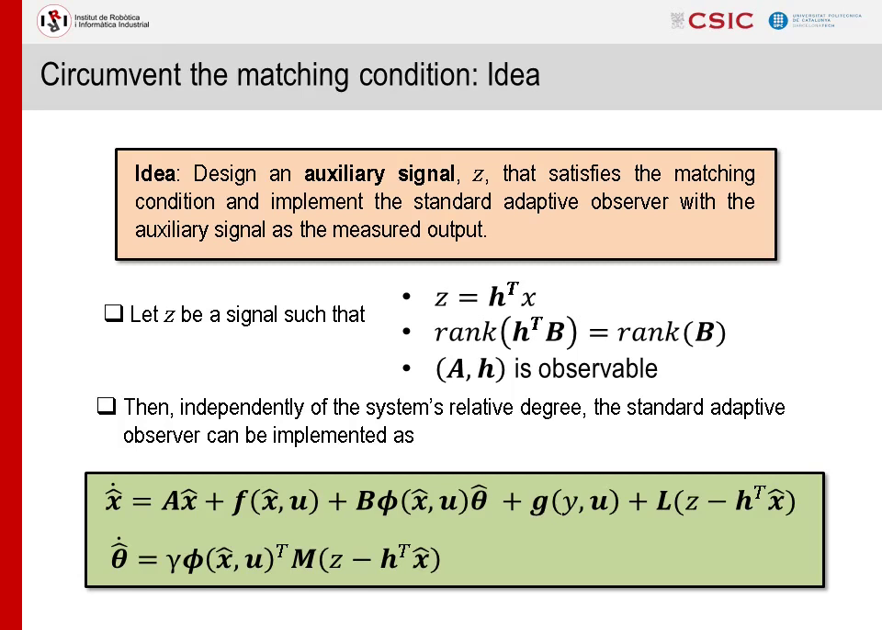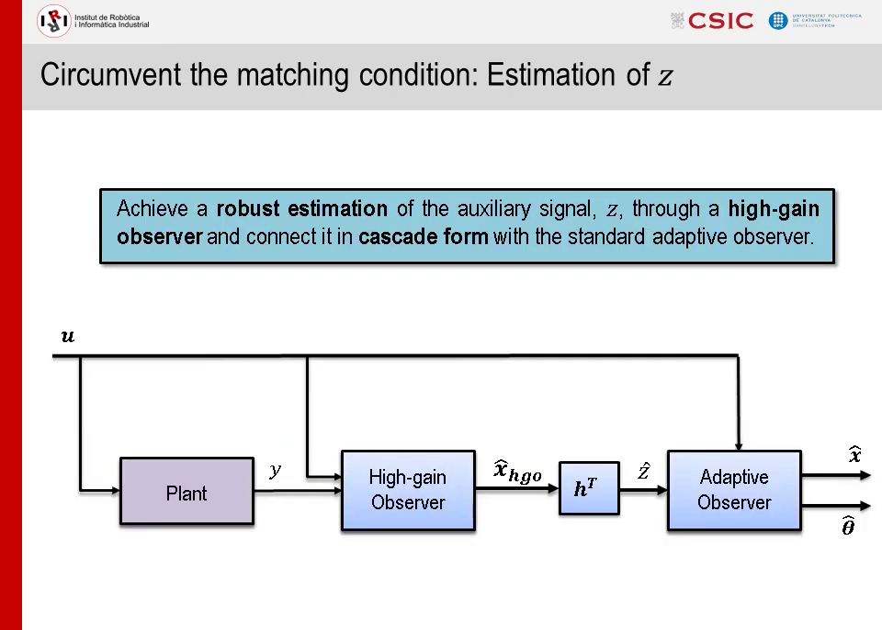However, the auxiliary signal will be unknown as it depends on the unknown states. Therefore, it cannot be directly implemented. For this reason, this work proposes achieving a robust estimation of the signal through a high-gain observer, which will be connected in cascade to the modified adaptive observer. In order to introduce the advantages and disadvantages of this strategy, next slides will focus on implementing this high-gain-based adaptive observer to the considered fuel cell model.